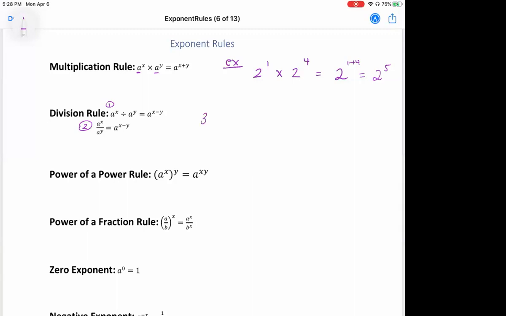So if I have 3 to the fifth power over 3 to the fourth power, I can figure out what 3 to the fifth power is and divide it by 3 to the fourth power. But according to my rule, I can just subtract the exponents. So 5 minus 4, which gives me 1. So it's 3 to the first power, which is just 3.